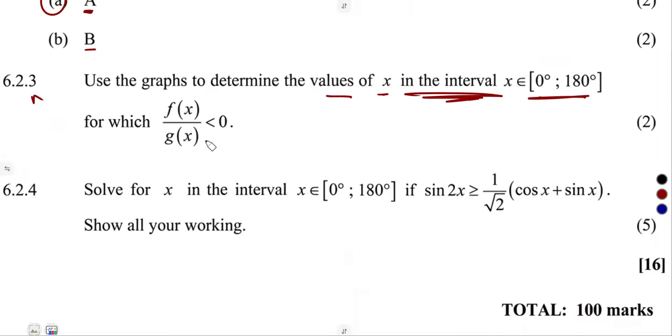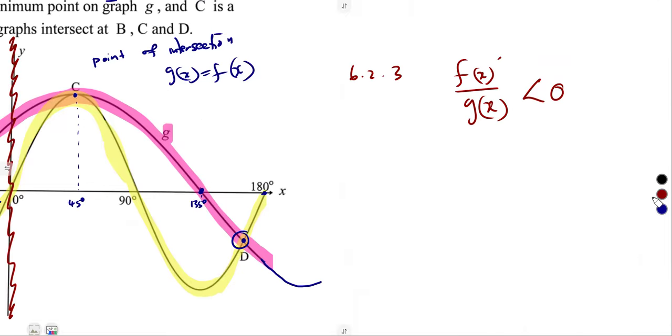What does it tell us here? It simply tells us that our answer must be a negative. For this to exist, less than 0, that's a negative. So to obtain a negative, it's either f of x is positive, by that time g of x will be negative, or f of x will be negative, by that time g of x is supposed to be positive for us to get a negative. So this is what we need.